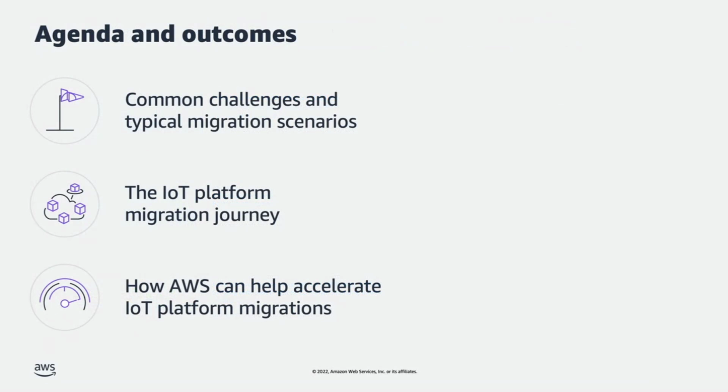So this is the agenda I'll be following today. The presentation is going to cover three important topics related to IoT platform migrations and AWS IoT. First, what are the common challenges that companies encounter managing a connected device platform? Second, what are the typical migration scenarios and what does an IoT platform migration look like? And third, we'll cover ways AWS can help accelerate an IoT migration journey.